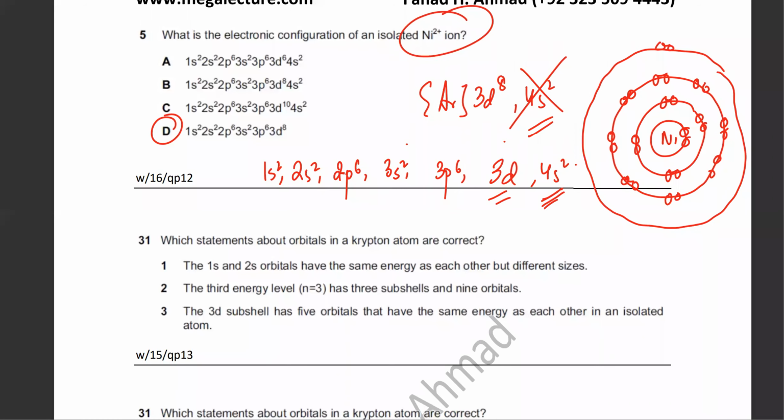Questions. So question number 31 is, which statement about orbitals in a krypton atom are correct? We've got krypton over here, and the first statement is the 1s and 2s orbitals have the same energy as each other but different sizes.